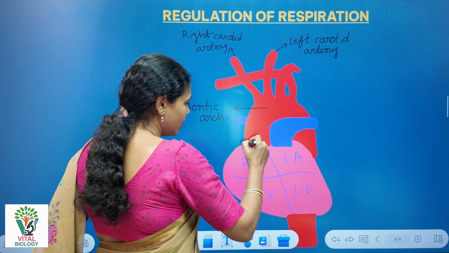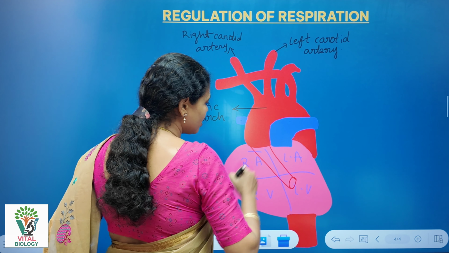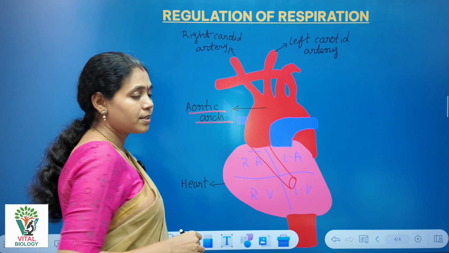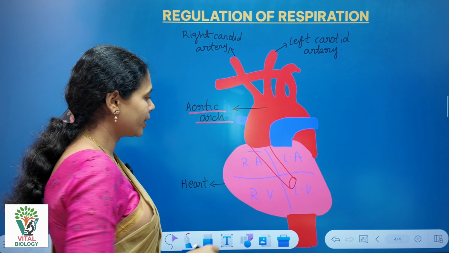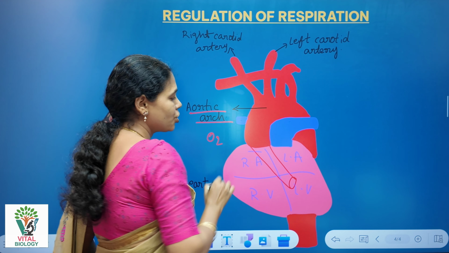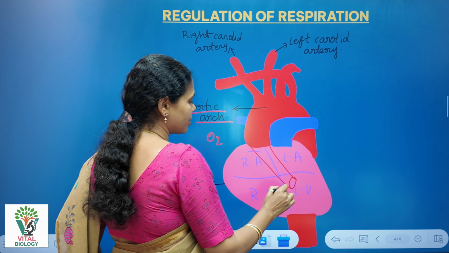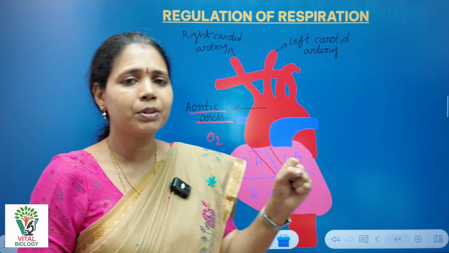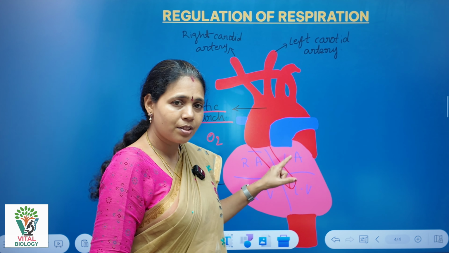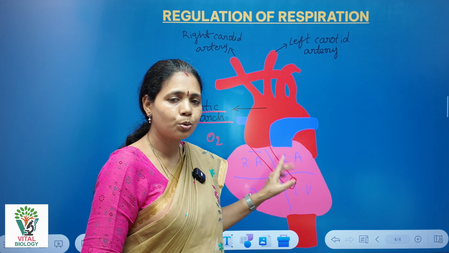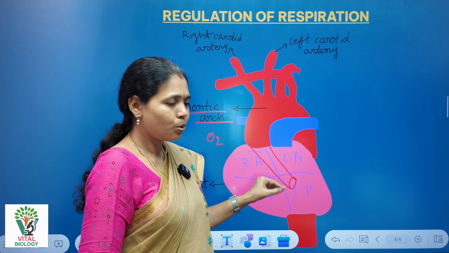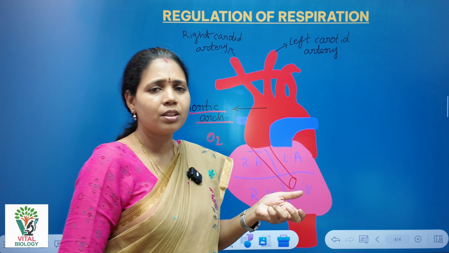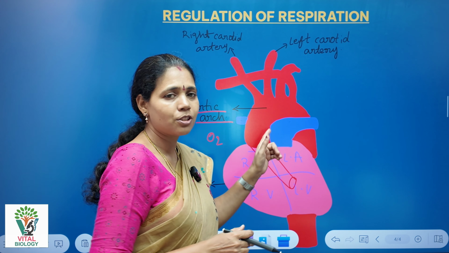From the left ventricle, one of the blood vessels starts. That is called the systemic artery, otherwise the aorta. It carries oxygenated blood, because through the left auricle it receives oxygenated blood from the lungs through the pulmonary veins. As it contains a rich amount of oxygen, that oxygenated blood should be sent to the body parts.